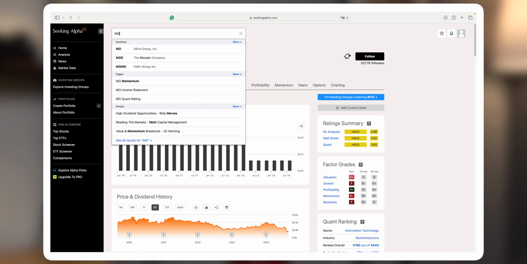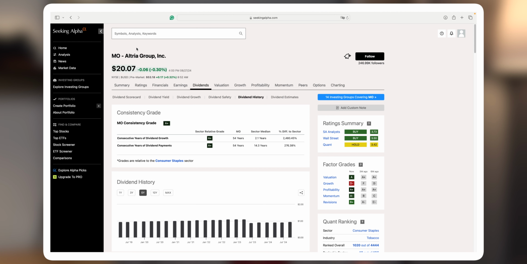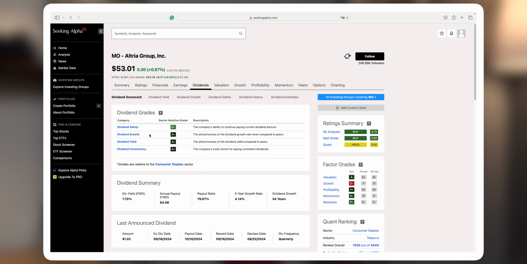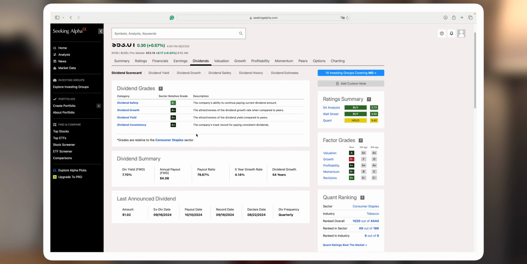So let's just change for a moment to another company, for example, Altria. And we get dividend grades, but what I like to use the most is the summary. We get dividend yield, annual payout, payout ratio, 5-year growth rate, and we know for how many years the dividend has been growing. So basically all the necessary information in one place.